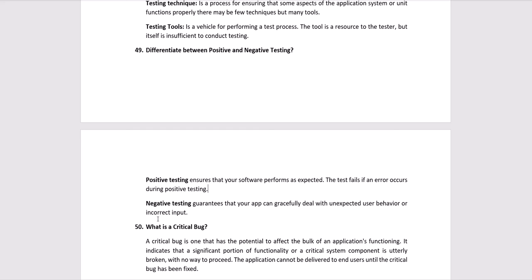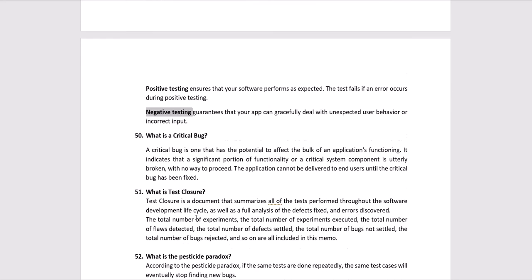But for negative testing, we check negative scenarios also. This testing type guarantees that your app can gracefully deal with unexpected user behavior or incorrect input. Means giving incorrect input, you check how the output or how the system is behaving. This is nothing but negative testing.